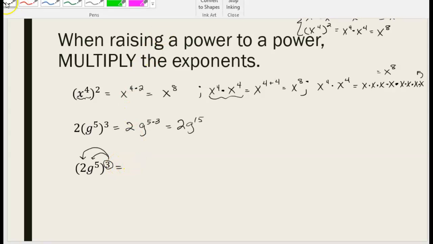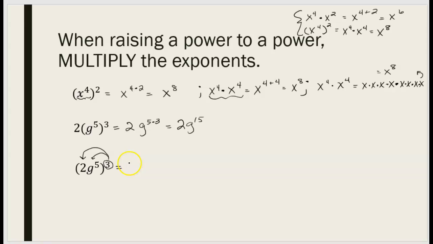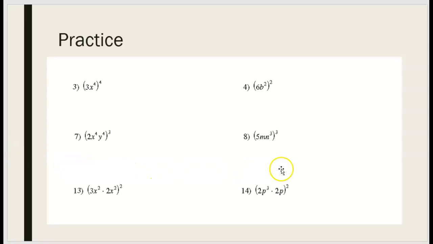Okay, we're going to write it out the way that I just mentioned it. So we're going to say that 2 is raised to the 3rd power, and g to the 5th is also raised to the 3rd power. Well, 2 to the 3rd power is just 2 times 2 times 2, which is 8. And here we have the same thing that we had up above. g to the 5th raised to the 3rd is g to the 5 times 3. All of that together is 8g to the 15th power, and that exponent of 15 is applying just to the g. Okay? All right. Let's try a few practice problems.